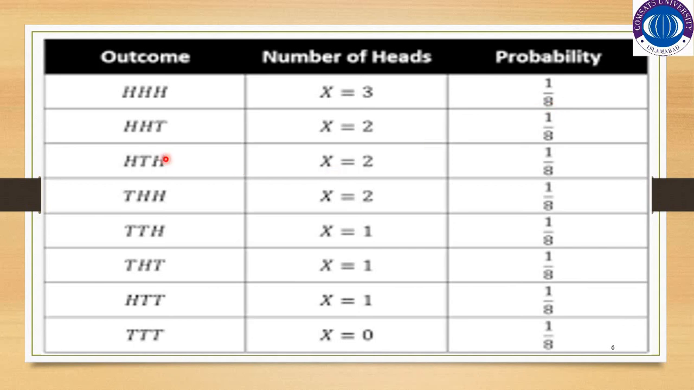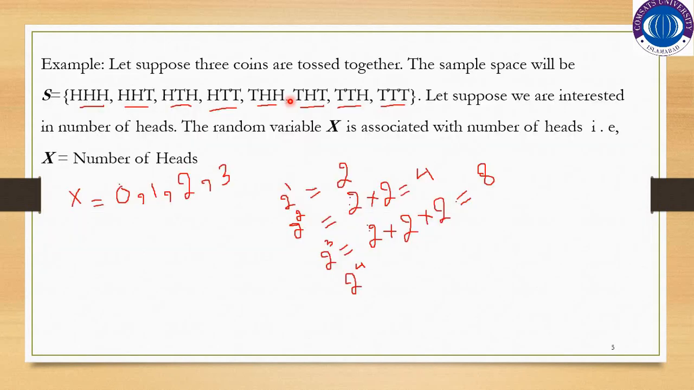So, what we can see here, X is a random variable. You can name it Y, Z, X, Y, Z, anything. Here we have mentioned X. So, we are interested in the number of heads. So, we have mentioned X is equal to number of heads, and X is equal to 0 represents the outcome which possesses no heads. Similarly, 1, 2 and 3.